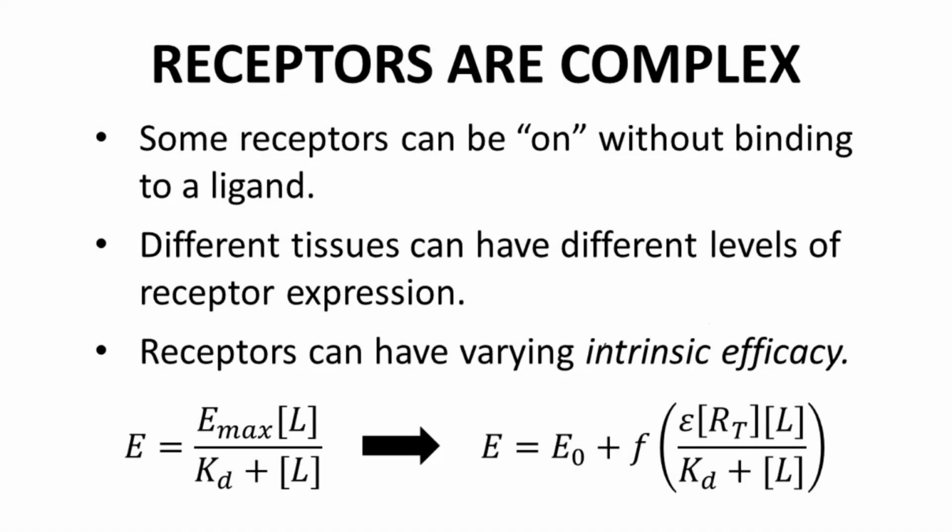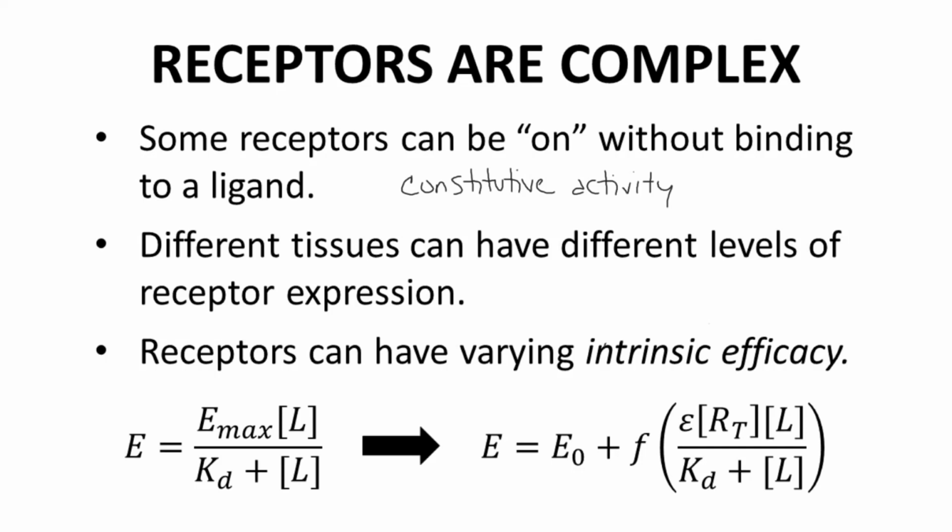Here are some key ideas about receptors that cause them to violate the simple model of occupancy theory. First, some receptors can be turned on without being bound to a ligand. This is called constitutive activity, and means that the receptor can be active without ligand occupancy. In contrast, an enzyme cannot convert substrate to product without being bound to a substrate.